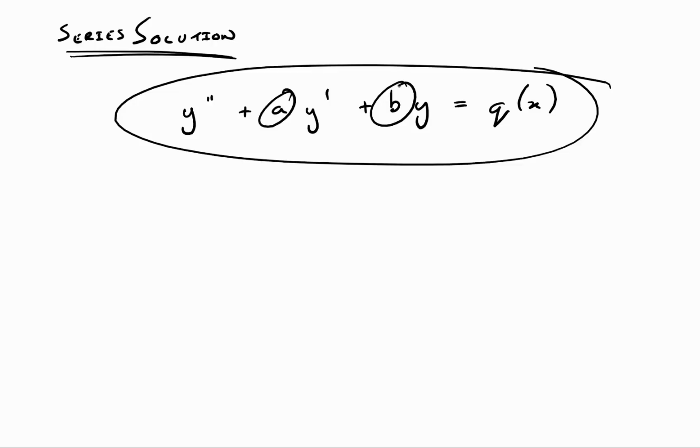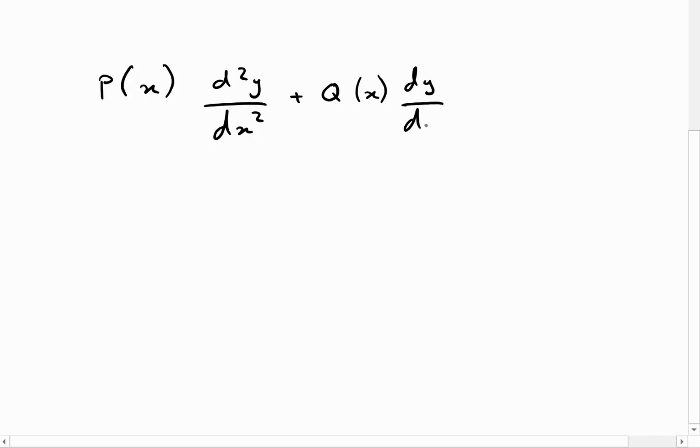Okay, so here's the general form that we're going to be looking at. Some function which I'm going to call p of x, times the second derivative, which is d2y by dx squared, plus some function, let's call it q of x, times the first derivative, dy by dx, plus another function, let's call it r of x, times just our function y. And again, I'm just going to consider the homogeneous case. So this right hand side is going to be equal to 0.